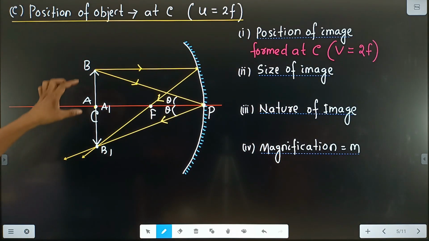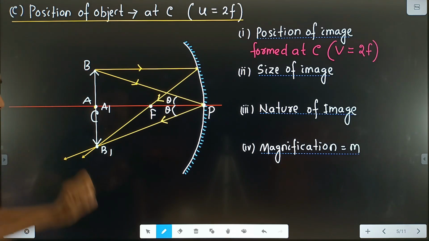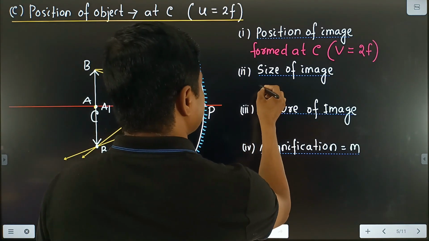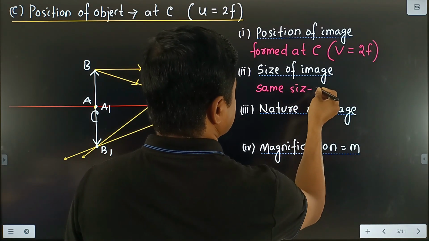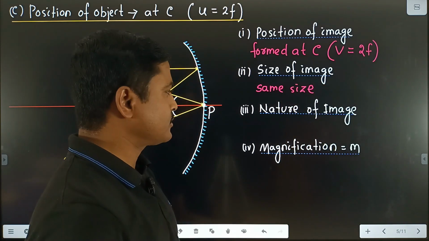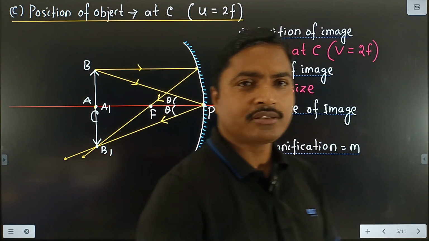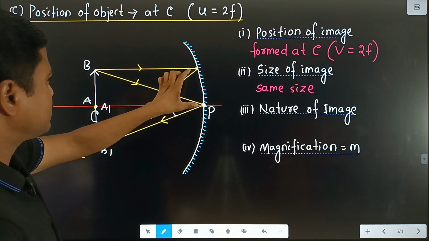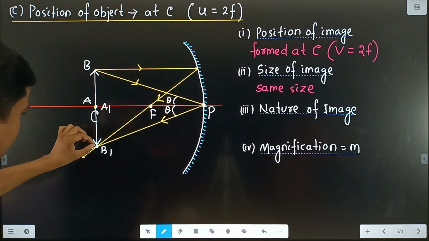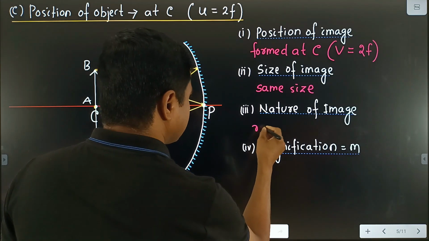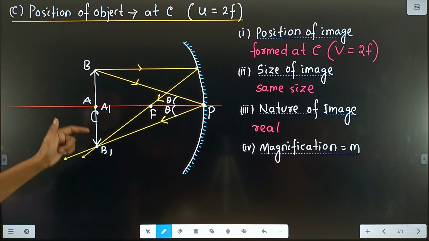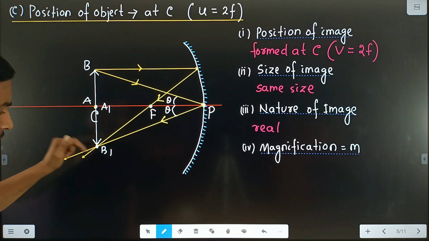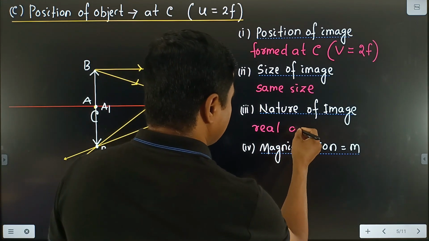Next one is the size. Look at the figure. Here the size of the object is the same as the size of the image. So we write same size as compared to the object. Then what is the nature of the image? Look at the figure. Both the reflected rays actually meet at point B1, so that is real. And here this one is the head of the object and this one is the head of the image. That means the image is inverted. We write real and inverted.